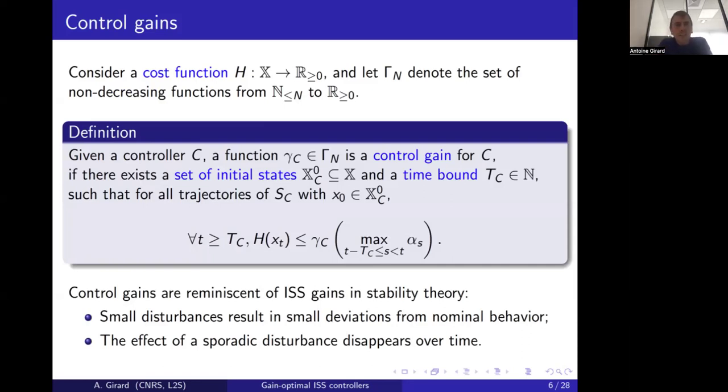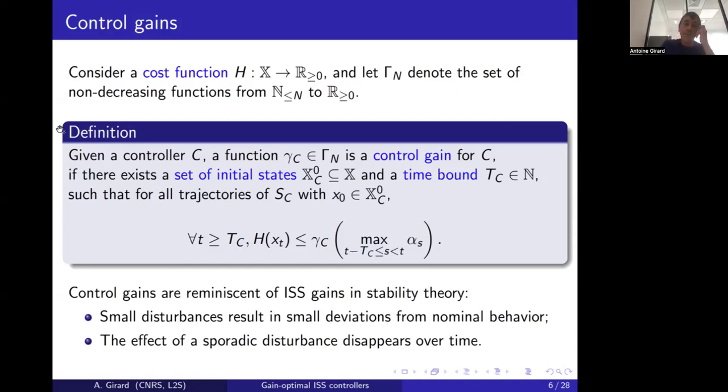And I'm going to define the notion of control gain for these controllers. So I'm going to consider that I have a cost function on the states of my system. So it's a function from the state to the positive reals. And then I will consider functions that are gain functions and that are non-decreasing functions from the set of disturbances to the positive reals.